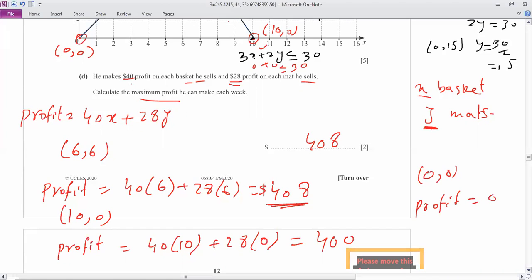So you need to make first the profit function, because he is selling total X baskets. For one basket, the profit is 40. For 2, 2 into 40. So for X will be X into 40. And he is selling 28 mats. For one mat, the profit is $28. For 2 is 28 into 2. For 3, so on. So for Y will be, and total will be baskets plus mats. So this is the way to make the profit function. Sometimes the profit function is given and sometimes you need to make the profit function yourself for the question.